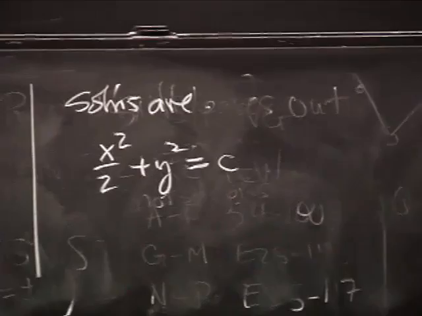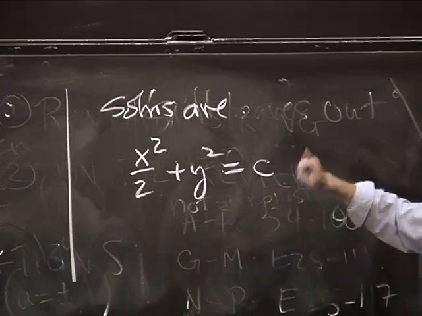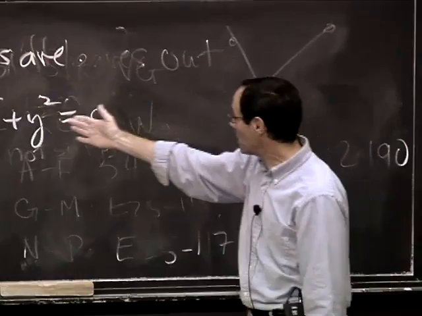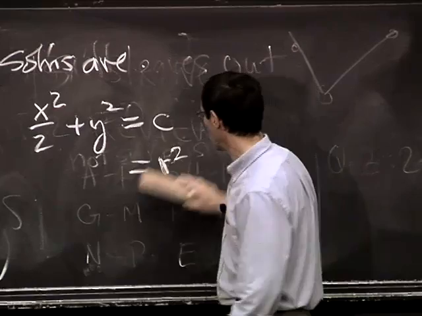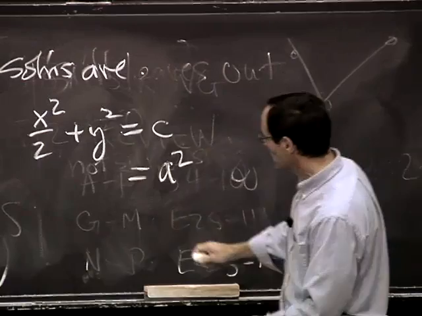And here there are fewer answers rather than more answers. In the other case, we had to add in some answers. Here we have to take them away. Some of them don't make any sense. And the only ones we can get are the ones of this form, where this is, say, some radius squared. Well, maybe I shouldn't call it a radius. I'll just call it a parameter, a squared. And these are, of course, ellipses.